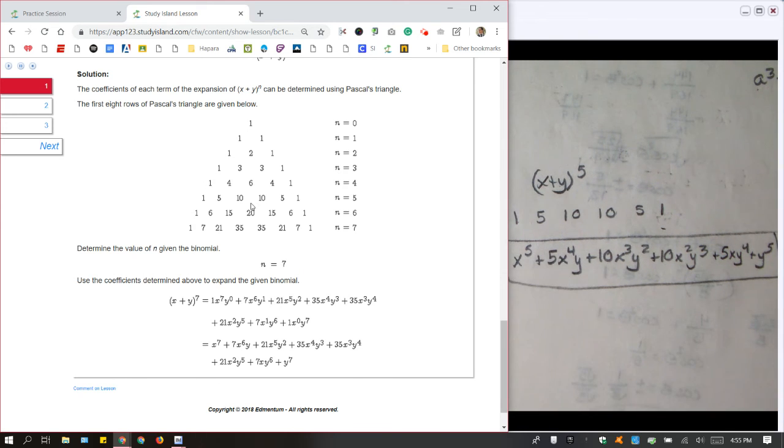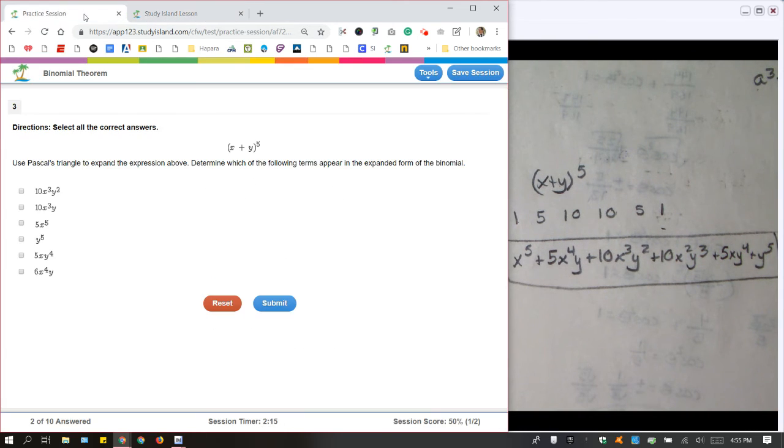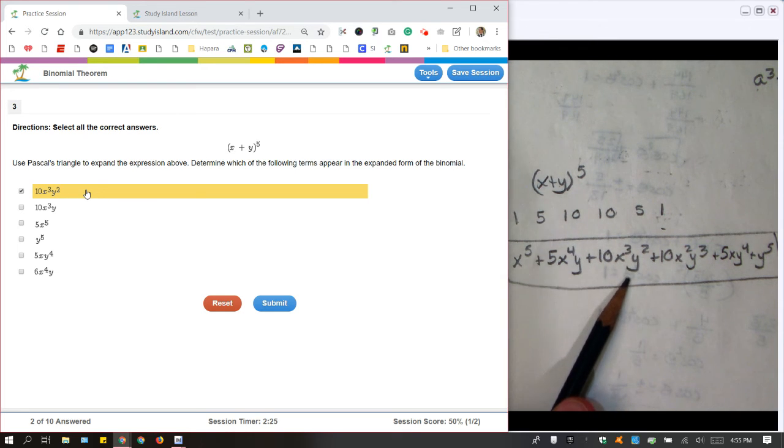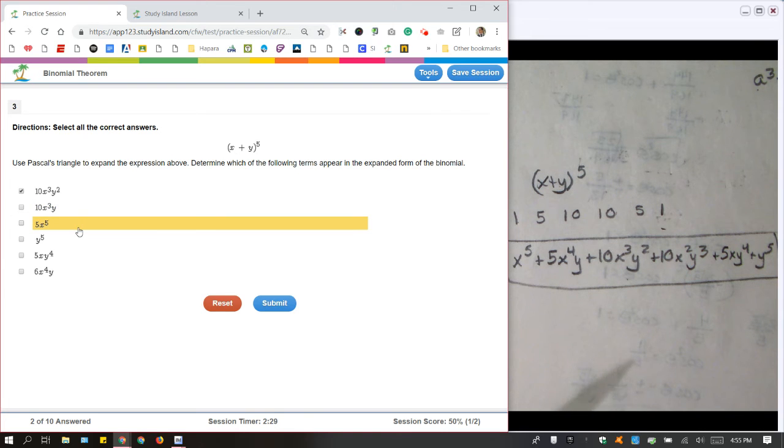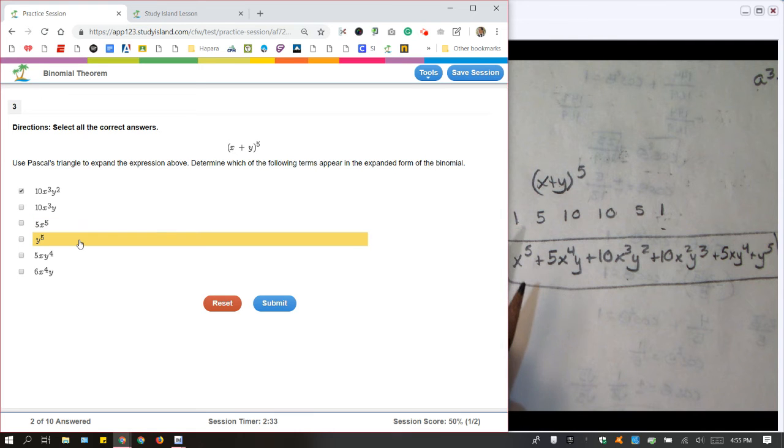So which one of these problems, determine which of the following terms appear in the expanded form. So let's go through. Is 10x cubed y squared in there? Absolutely. 10x cubed y squared. Is 10x cubed y in there? No, absolutely not. Is 5x to the fifth in there? No, it's just 1x to the fifth. We don't need that. Y to the fifth? Absolutely. 1y to the fifth.